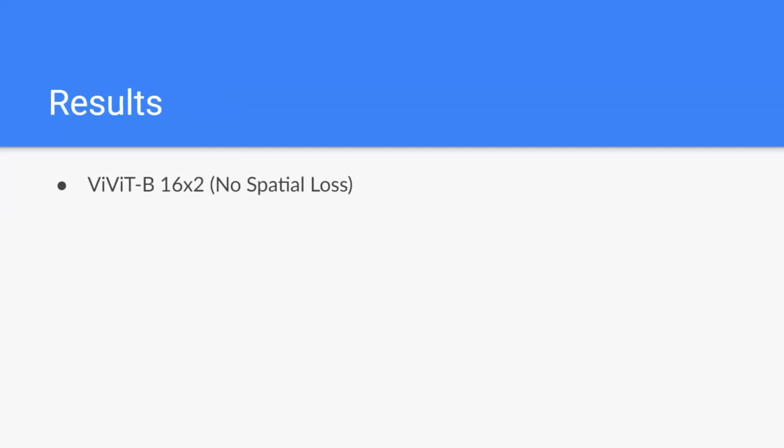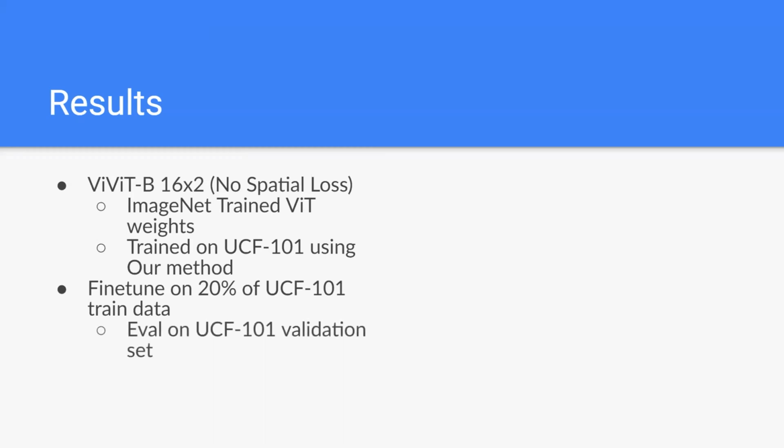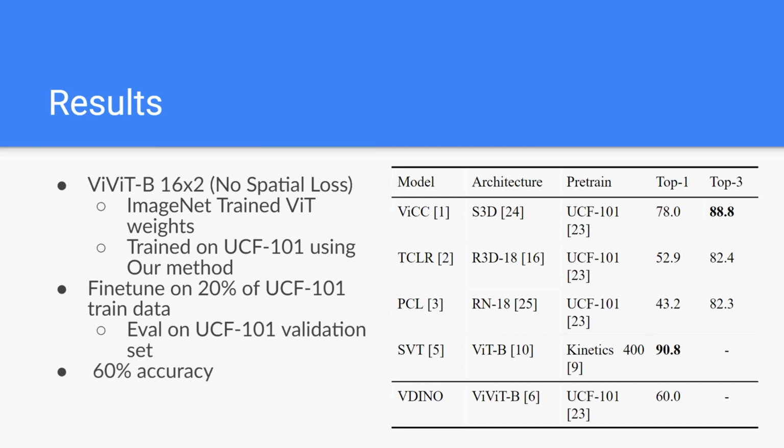So for our results, we used a ViViT base model with no spatial loss, pre-trained with ImageNet-trained ViT weights, and our model trained on UCF101 and fine-tuned on 20% of the UCF101 training set and evaluated on the UCF101 validation set. We were able to achieve 60% accuracy, which is comparable to some of the other methods that were pre-trained on UCF101 specifically, although we were not able to exceed SVT, which was trained on Kinetics 400 and managed to achieve 90.8% top-1 accuracy on UCF101.